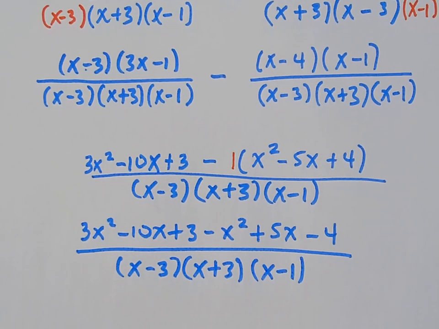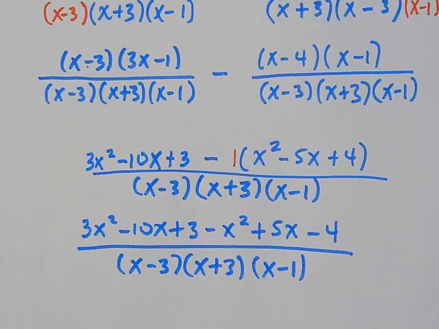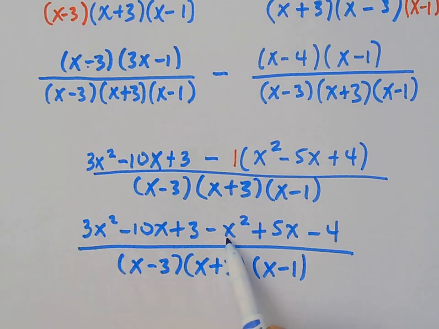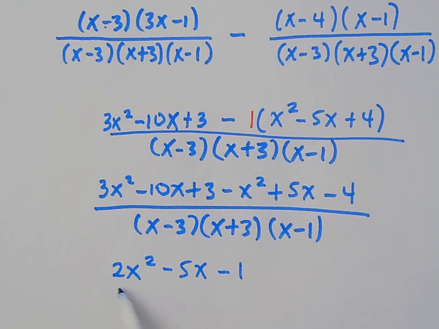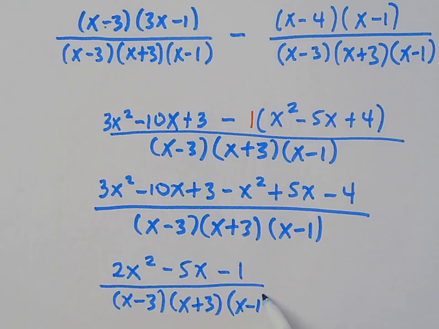So let's see if we can combine like terms in the numerator. I have 3x squared minus x squared becoming 2x squared. Okay. Then negative 10x plus 5x becoming negative 5x. And finally, positive 3 minus 4 becoming negative 1. So all I did was combine the like terms in the numerator. Okay. And I still divide by the LCD of x minus 3, x plus 3, x minus 1.